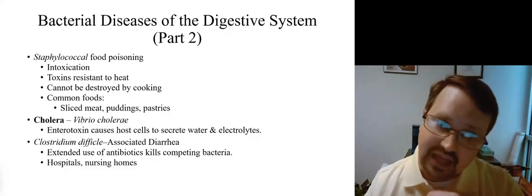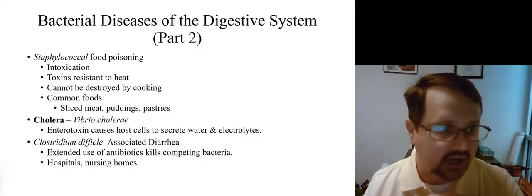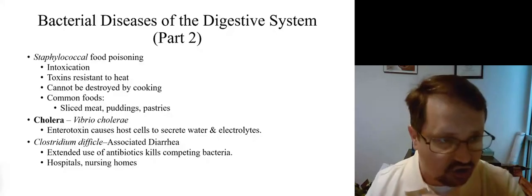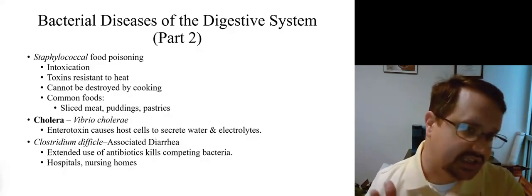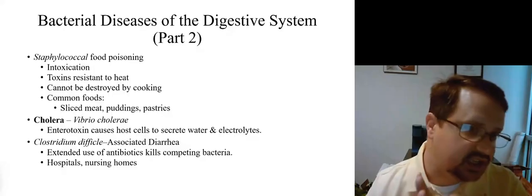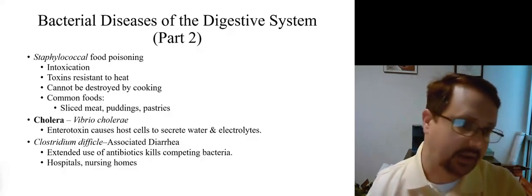There's lots of things that it can produce. Food toxins: cooking doesn't destroy it. Sliced meats, puddings, and pastries can all carry it, so the toxins are resistant to heat. And these toxins, you cook it, you still get it, and you get really sick from it.